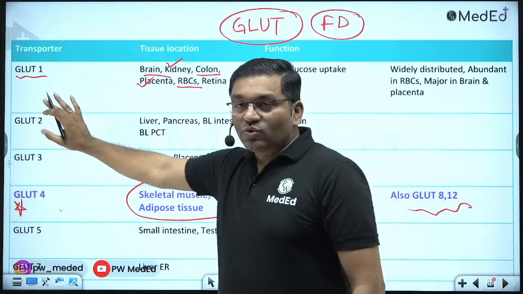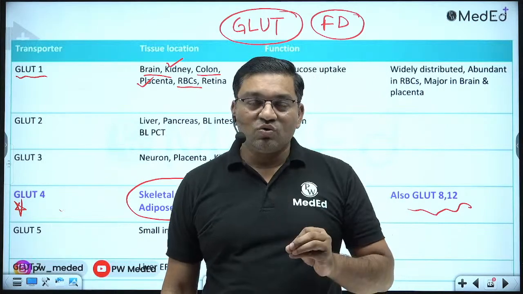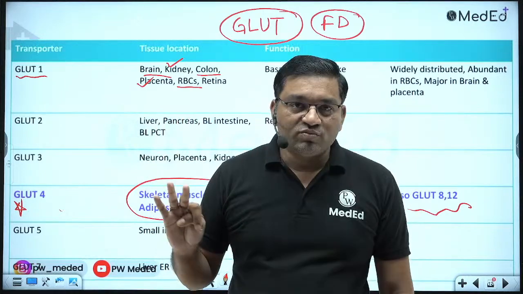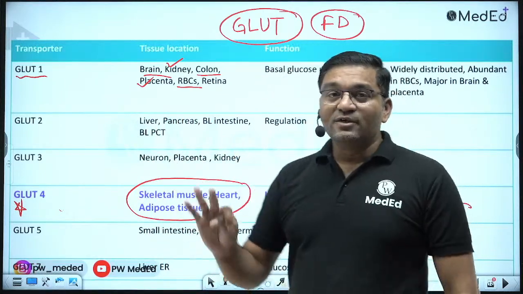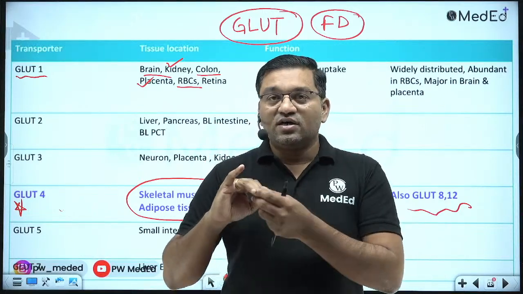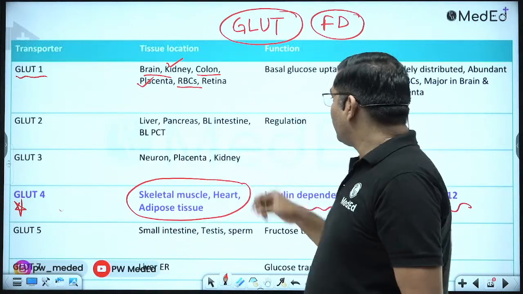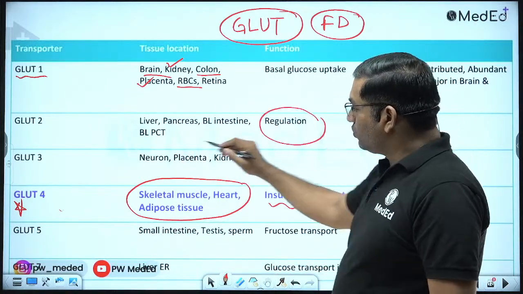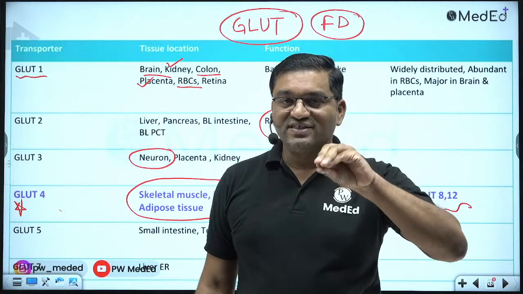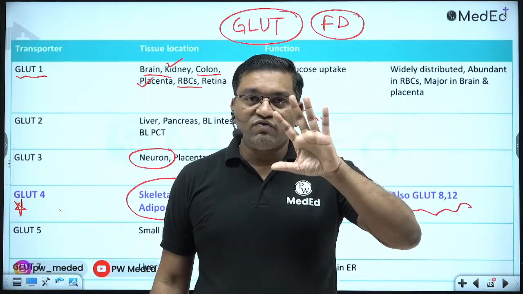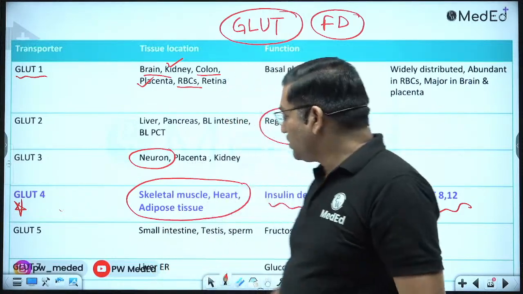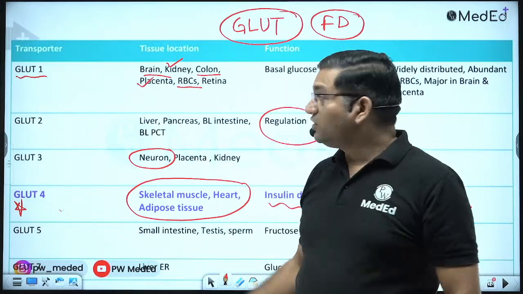And a point to remember, GLUT2 is important for the regulation of blood glucose level because it is present on the liver sinusoidal surface. It is present in the beta cells of the pancreas and is important in the release of insulin. Third important point, it is present on the basolateral surface of the intestine. Also, it is present on the basolateral surface of renal tubular cells. So, it is important for glucose regulation. GLUT3 is present in the neuron. GLUT5, remember 5, facilitated diffusion, fructose. It is required for fructose, facilitated diffusion, GLUT5, FFF. So these are the important points to remember in the glucose transporters.